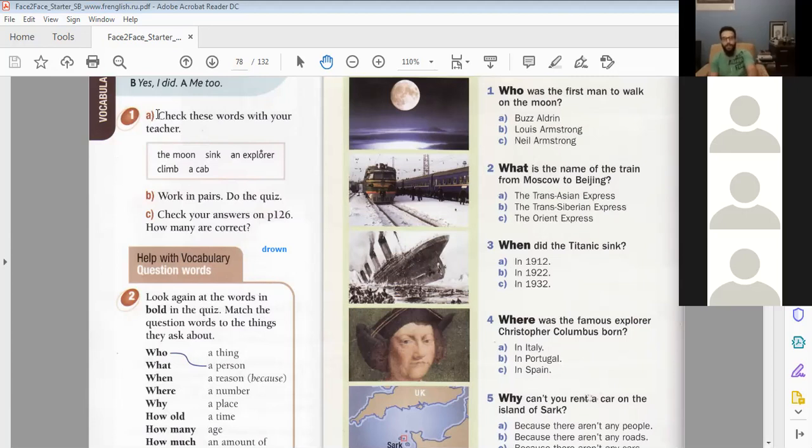All right. Now, word number 3, explorer. Do you know this word? Yes, it means to explore, but this is the person himself. A person who goes to new places or who finds new land, we say explorer.